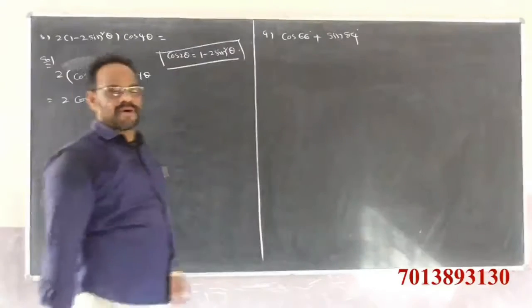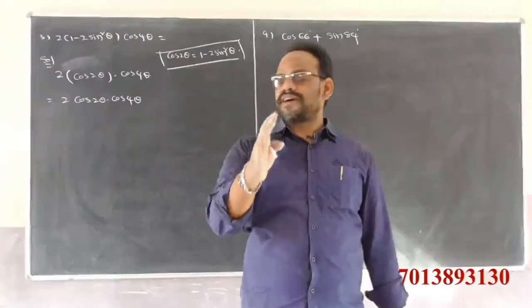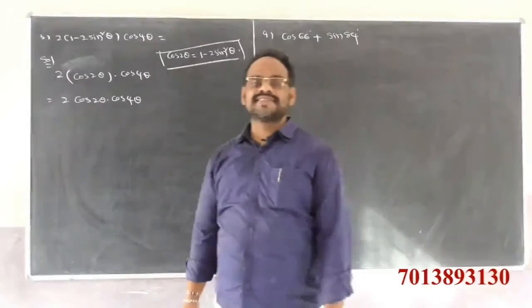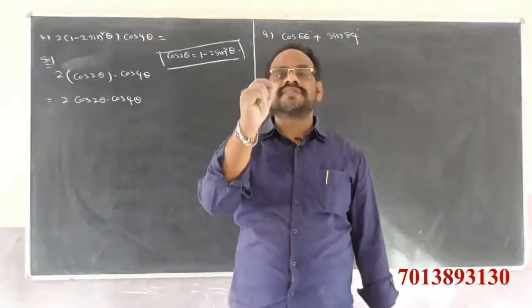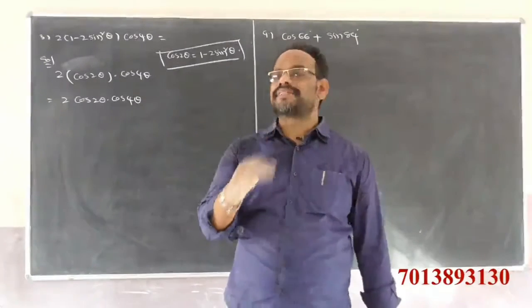Observe here, it is in the form of 2 cos A cos B. We have a formula: 2 cos A cos B is equal to cos sum plus cos difference. 2 cos A cos B is equal to how much? Cos sum plus cos difference.